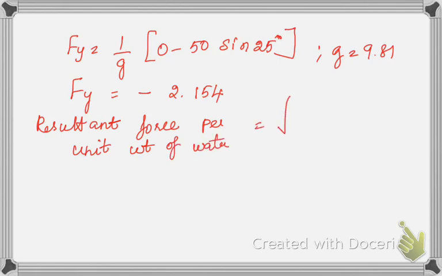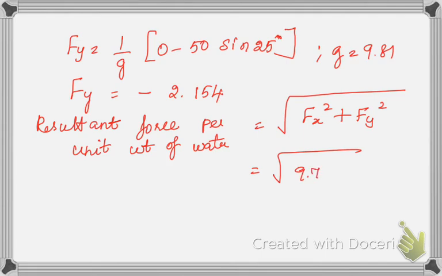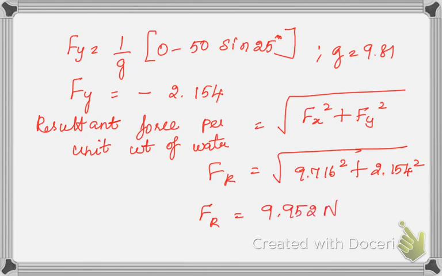So which is nothing but root of Fx square plus Fy square. I have already calculated all my Fx square and Fy square. So 9.716 square plus 2.154 square. So my resultant force Fr is equal to 9.952 Newton.